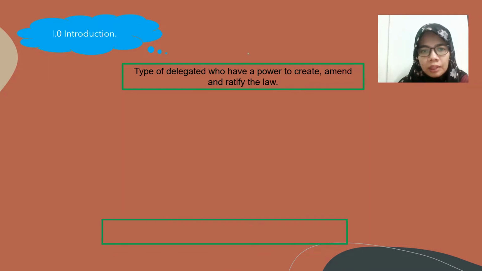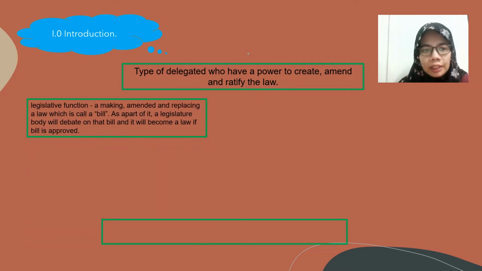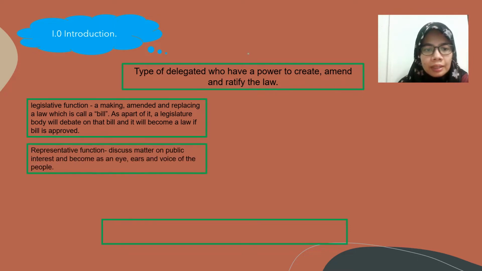Legislative means a body of delegates who have the power to create, amend and rectify the law. The legislature has 7 functions. First is the legislative function: making, amending and replacing a law, which is called a bill. A legislative body will debate on that bill and it becomes a law if the bill is approved. Second is the representative function.